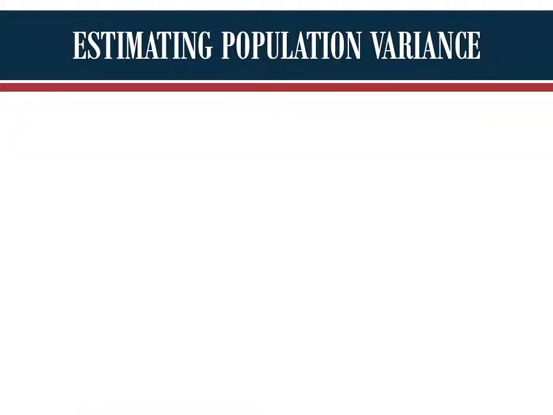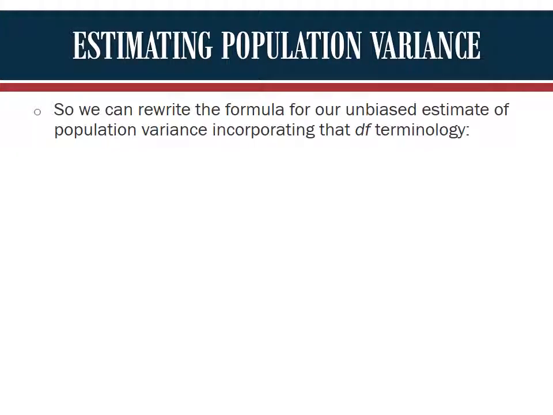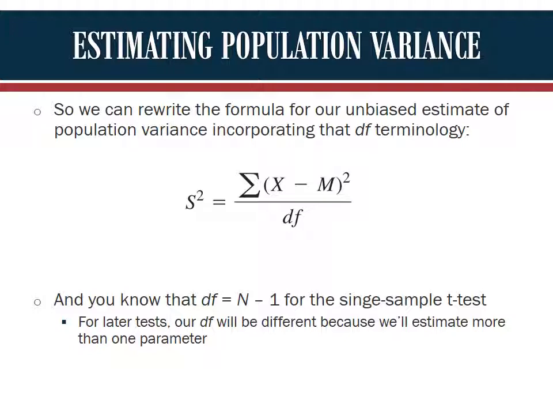All right, so when we're estimating population variance, we can rewrite that formula from a couple slides ago that we're going to use to calculate our unbiased estimate of population variance. We can rewrite it to incorporate that DF terminology. So now we have S squared. S squared again is our estimate of population variance, and that's going to be equal to the sum of squared deviations on the top divided by DF. And of course, you know that DF equals n-1 for the single sample t-tests.